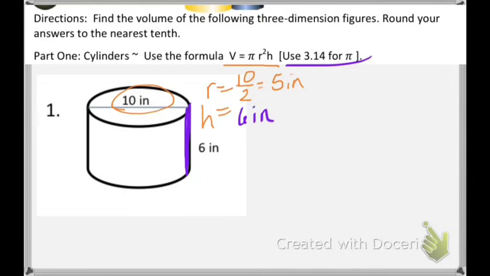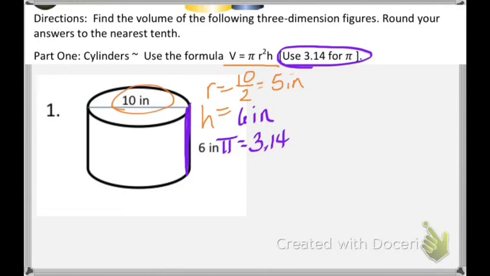Now it tells us to use 3.14 for pi. Here's the key to that, guys. If you're using 3.14 for pi, that means don't use the pi button in your calculator, because it's a different estimation of pi, and it'll give you a slightly different answer. So your rounding would be a little different. Okay? So we're finding the volume of this cylinder.